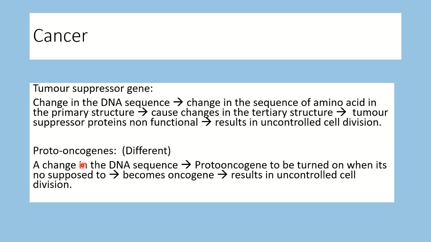If they mention proto-oncogene, there's a slight difference in how to explain it. You have a change in the sequence of DNA, and this mutation will cause the proto-oncogene to be turned on when it's supposed to be turned off. When it becomes turned on permanently, it's an oncogene, and this results in uncontrolled cell division.